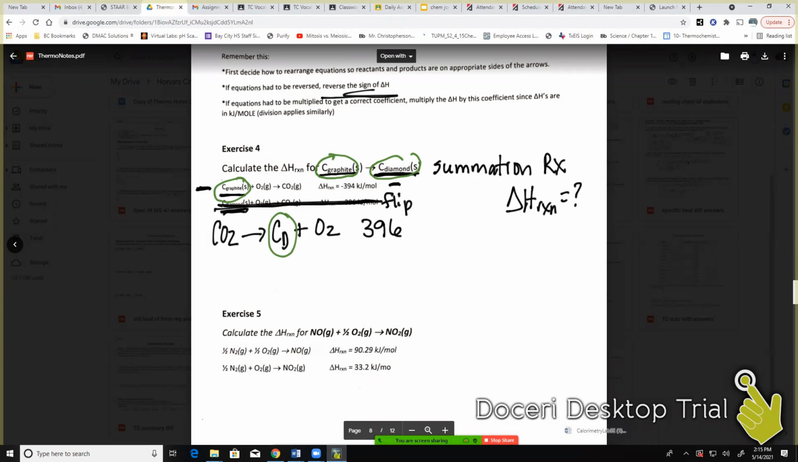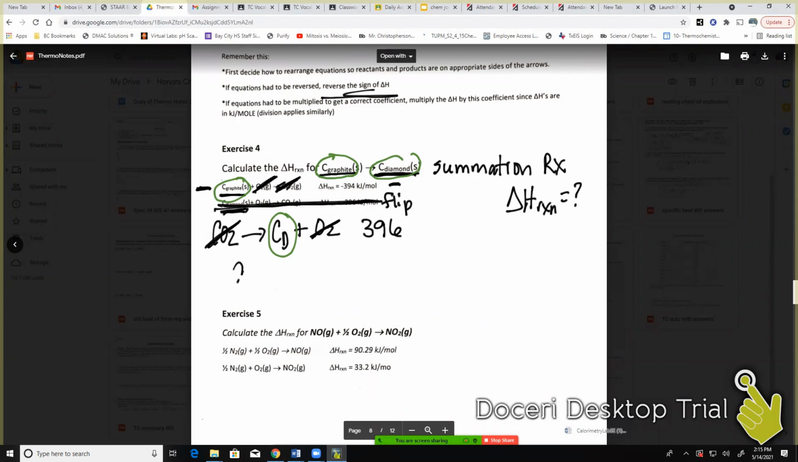Just like when we did net ionic, if one is on the reactant side and one is on the product side, I can cancel them out. So this CO2 is on the reactant side, so we can cancel it out with that CO2 on the product side. This oxygen is on the reactant side, and this oxygen is on the product side, so I can cancel them out. Now I've gotten rid of everything I don't need, and I just have what I do need.